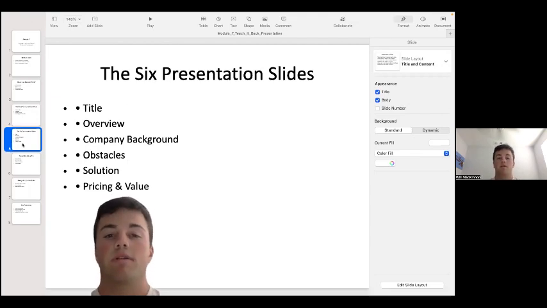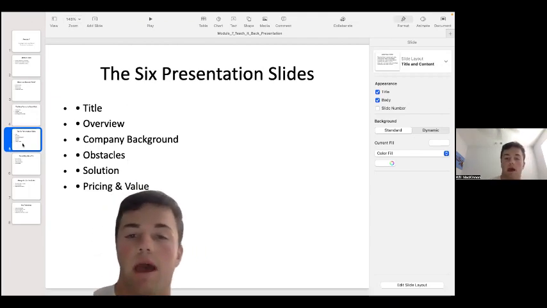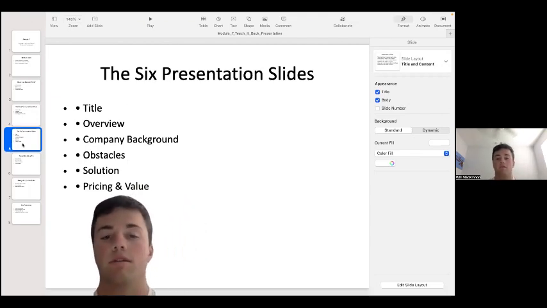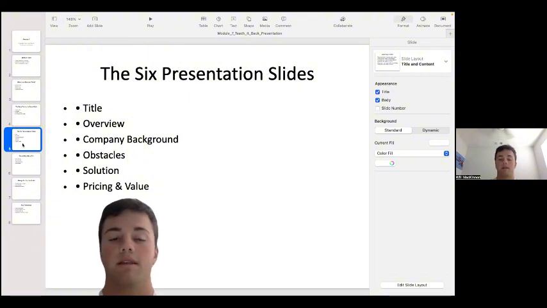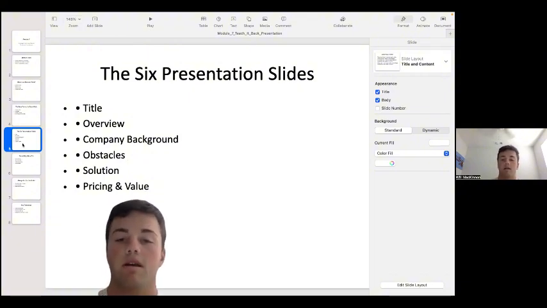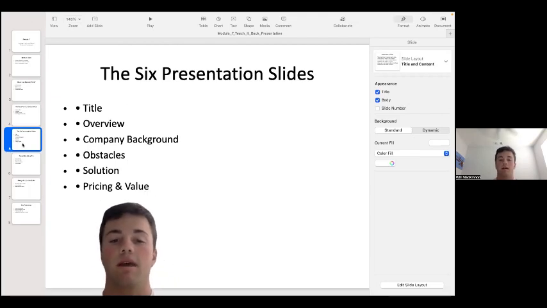Next are the six presentation slides. After you've gotten someone's attention with the elevator pitch, the next thing is a presentation. The professor provided recommendations using six different slides. The first slide is usually a title slide. It introduces the topic and lets everyone know they're in the right meeting. The second one is the overview. This gives people a roadmap of what you'll be covering.